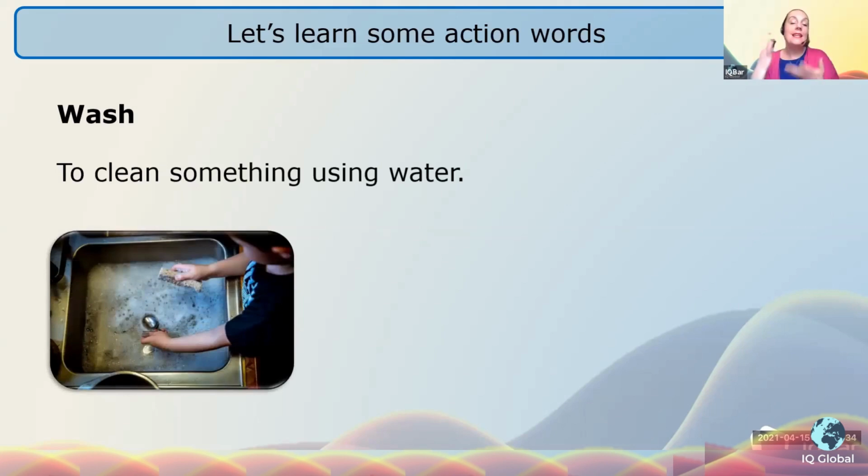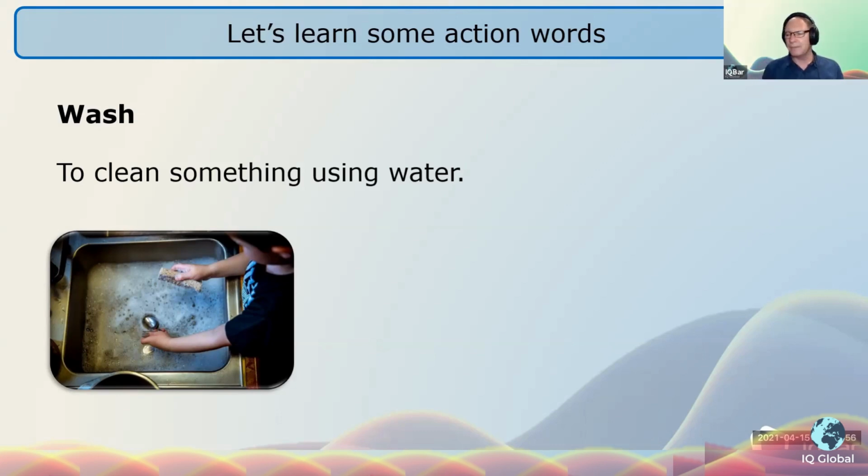Oh, look, it's another word to do with clean. So this is when we clean something, but this time we use water to do it. You can see in the picture that this boy is using water to wash the dishes. He will make them nice and clean. What else do we wash, Human?